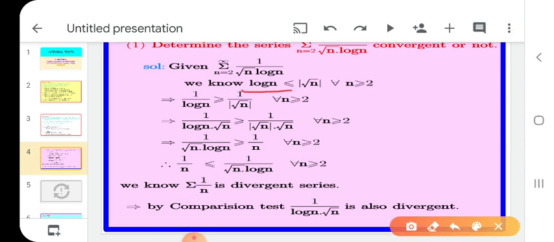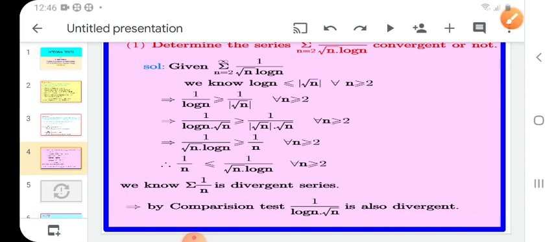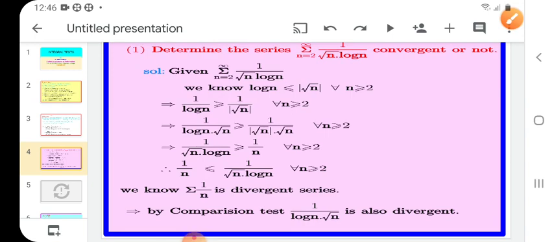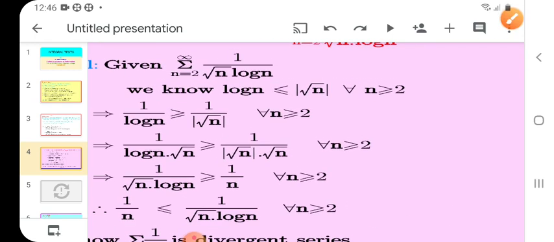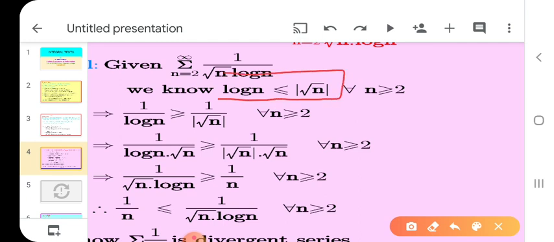We know the value of log n is always less than or equal to root n. Log n is less than or equal to root n. Then what is the relation between 1 by log n and 1 by root n? If log n is less than or equal to root n, that implies 1 by log n is greater than or equal to 1 by root n.